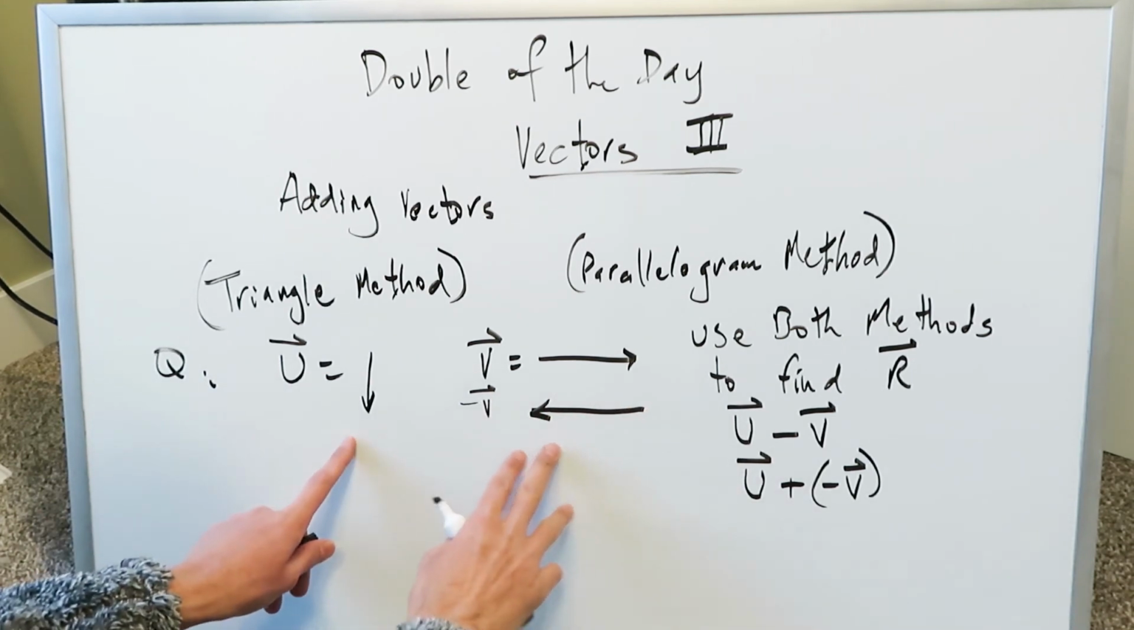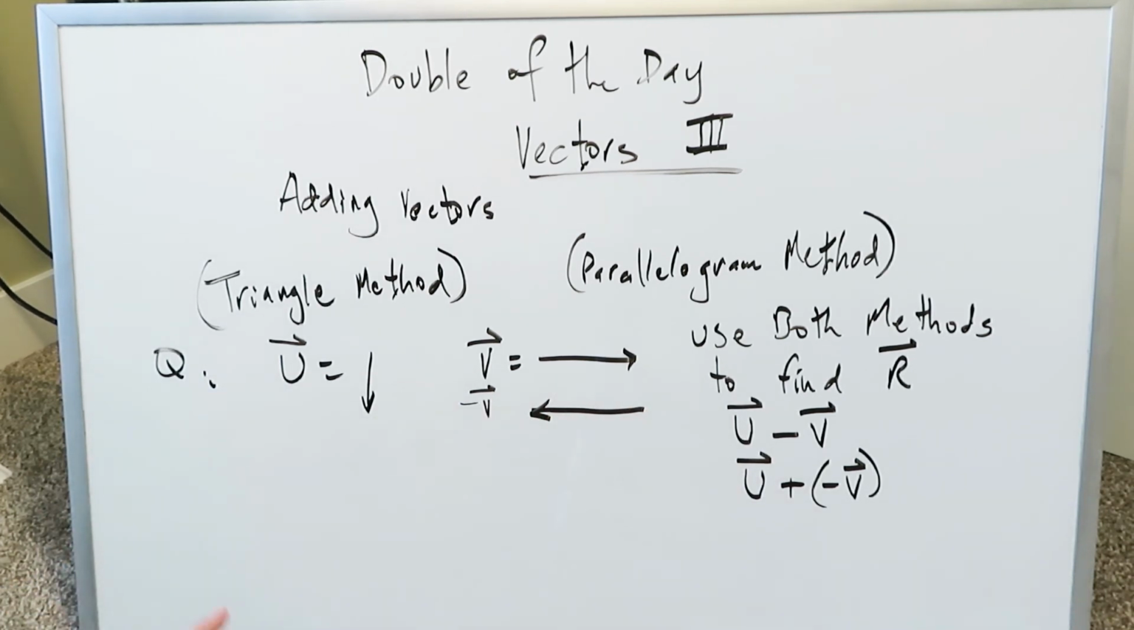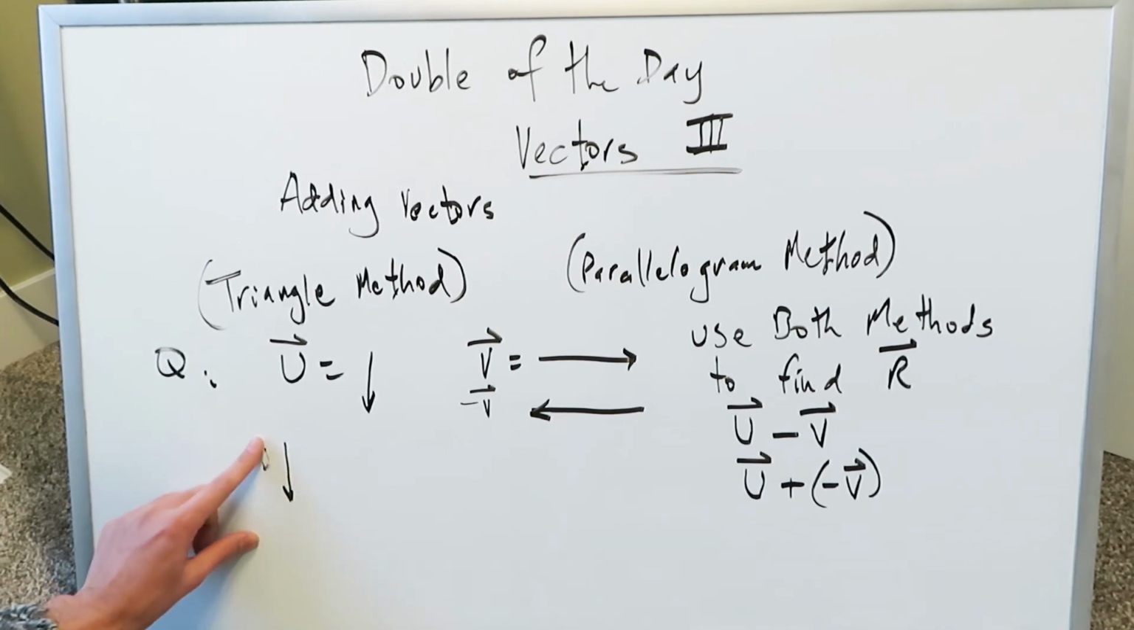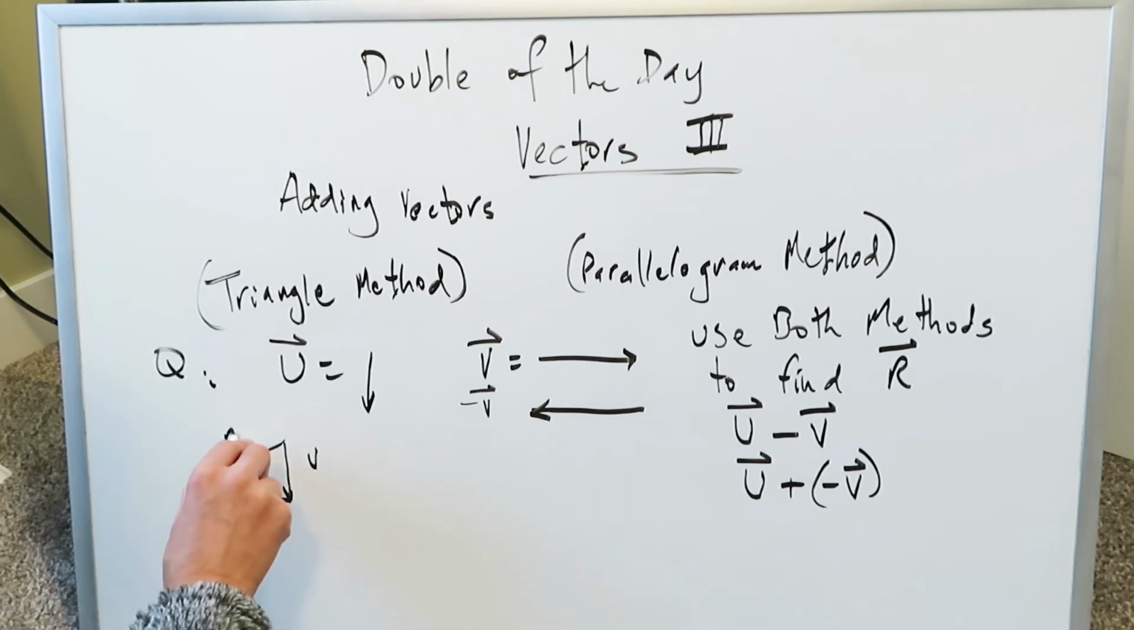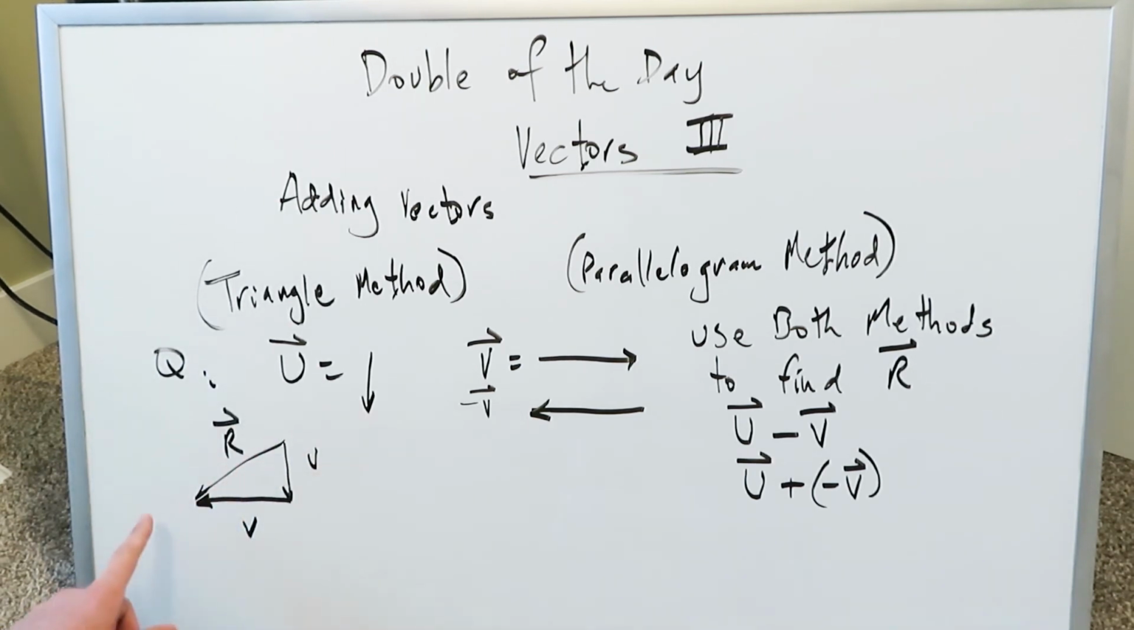Now you can add both of these using your triangle and the parallelogram method. Let's do the triangle method. Draw U exactly as you see it. Here's my U. From the tip of U, you draw V in exactly the same manner and form that you see it, and that's right there, V. Now connect the beginning of U to the tip of V, and that right there is your resultant, and it looks like that in that orientation.